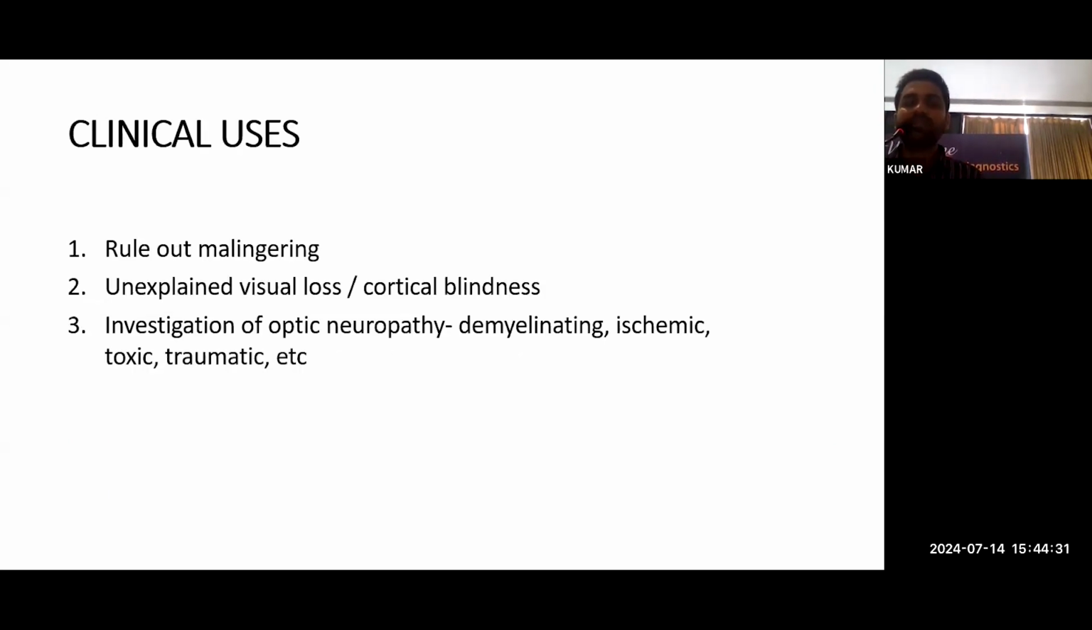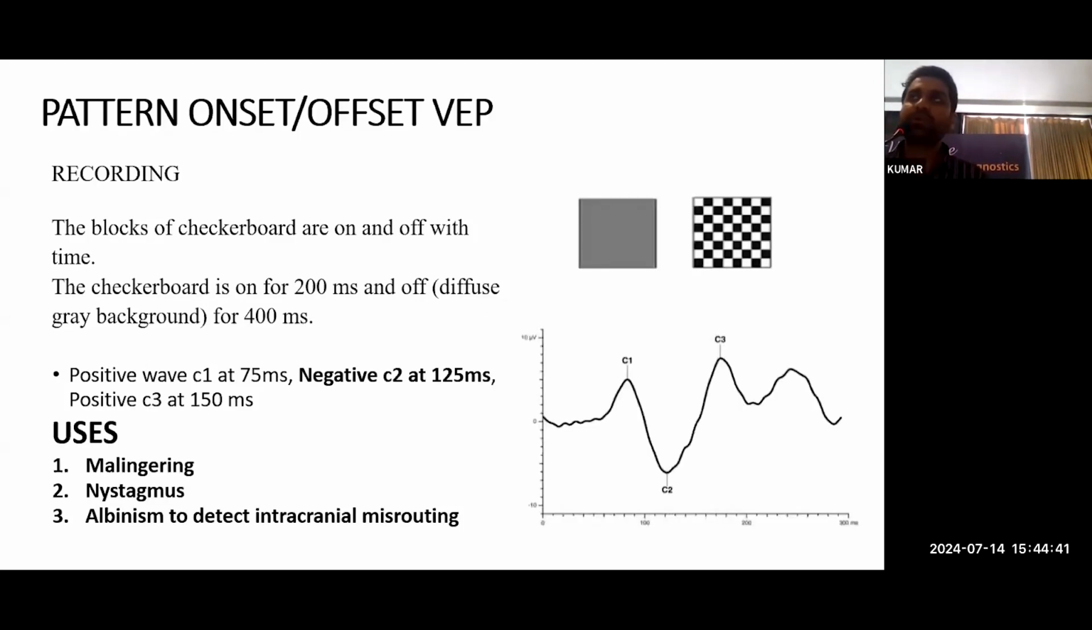So what are the main clinical uses of a pattern reversal VEP? I've already told you before, it is to rule out unexplained vision loss, to rule out malingering, and mainly optic nerve pathologies. The second protocol is the pattern onset offset VEP.